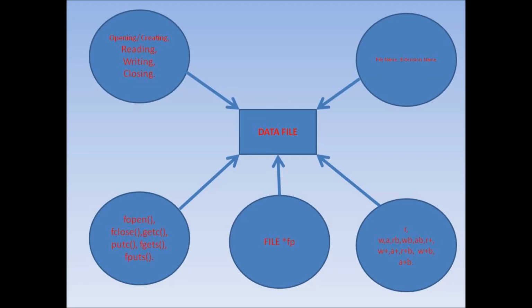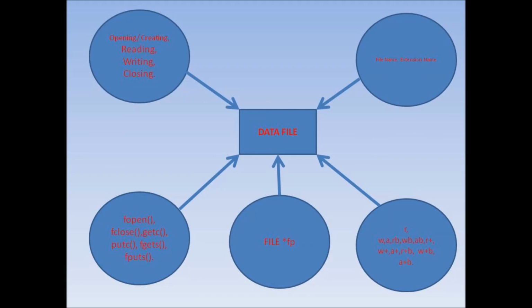If we open the file in r plus mode, that means we are opening the file for both reading and writing. If we open the file in w plus mode, we are opening an existing file, or creating a text file, for reading and writing. If we open a file in a plus mode, we are going to append, or create a text file, for reading and writing. If we open a file in r plus b mode, we are opening a binary file for reading and writing purposes.